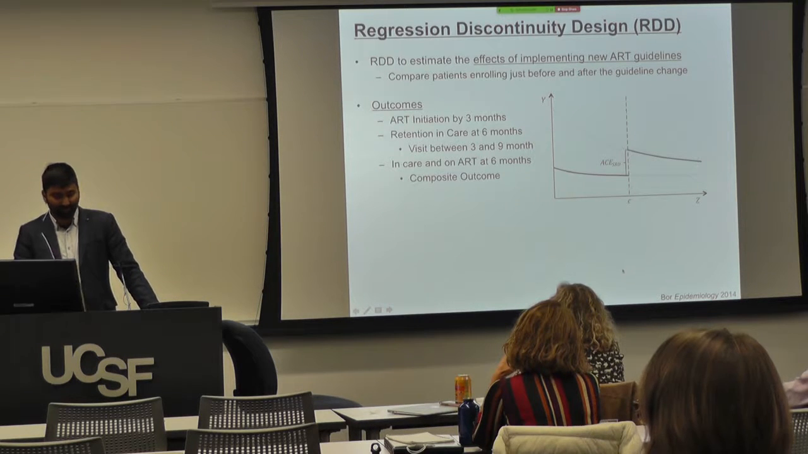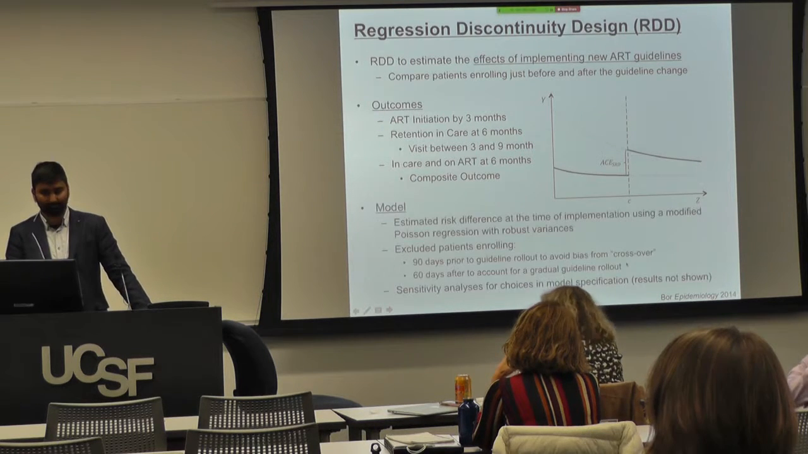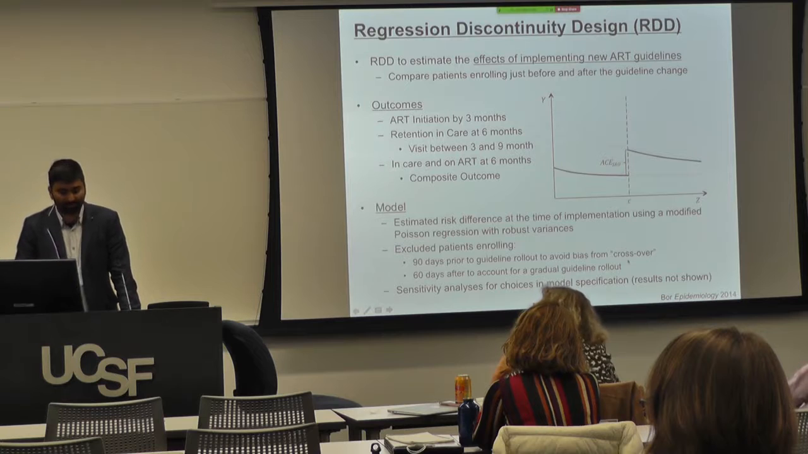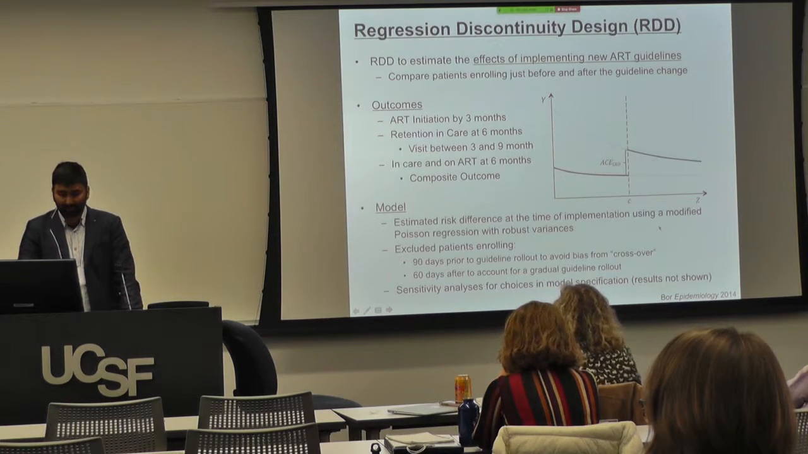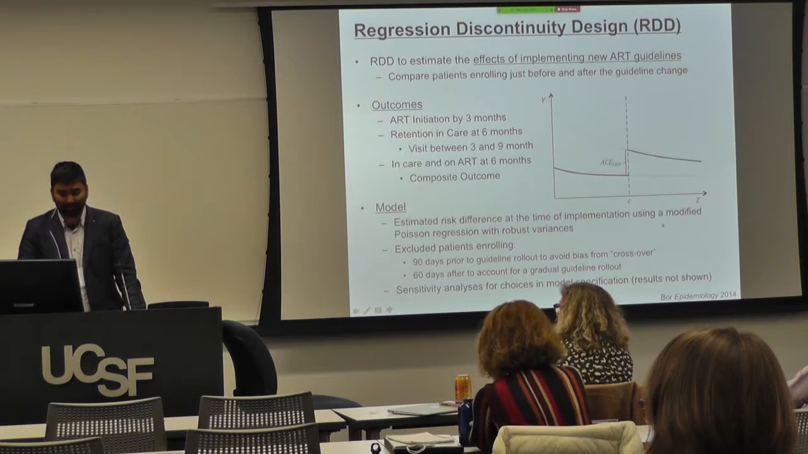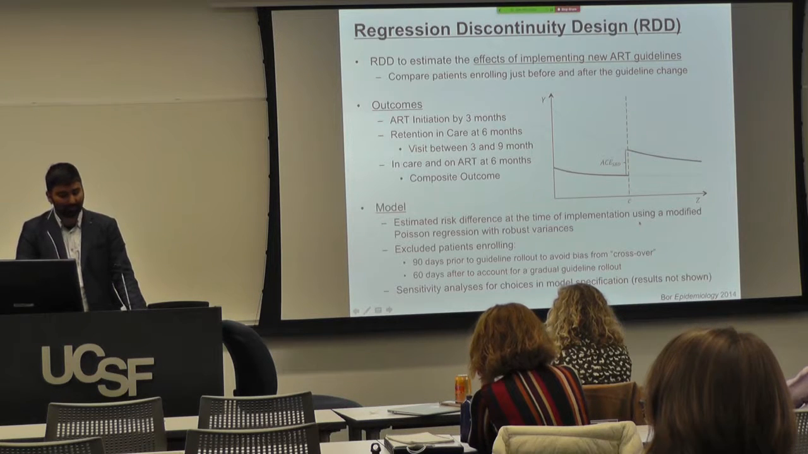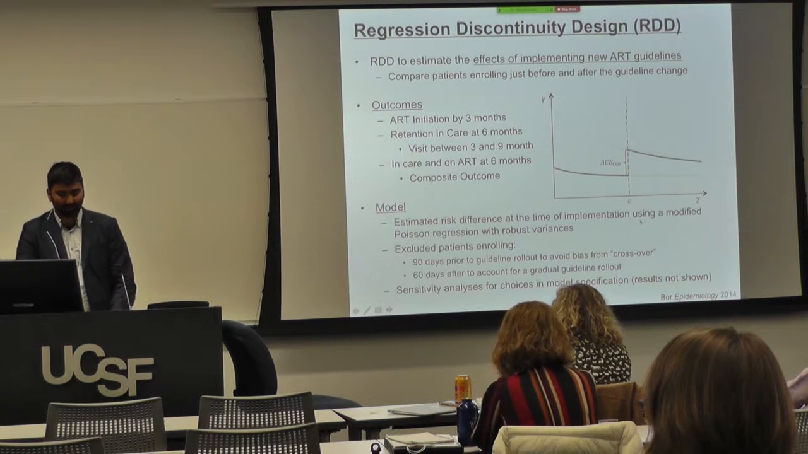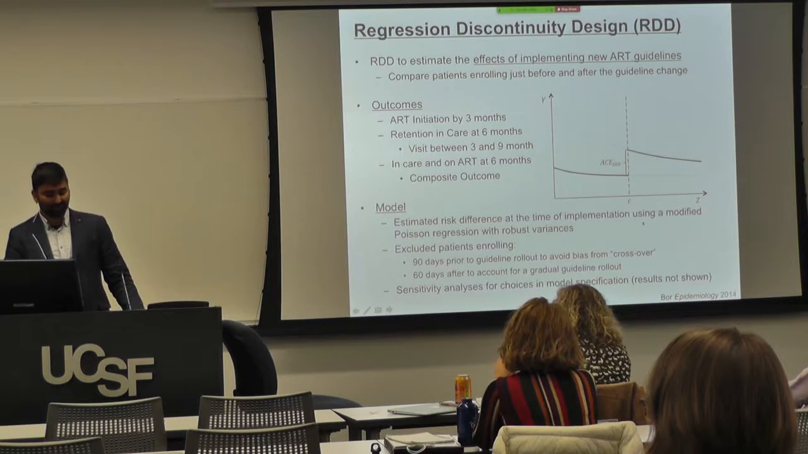And then we also looked at a composite outcome of having started ART at 3 months and still being in care at 6 months. For the model, we used a local modified Poisson regression with robust variances to estimate the risk difference for each of these outcomes at the time the guidelines were rolled out. We did exclude patients enrolling 90 days prior to the date of guideline implementation to prevent any bias from crossover, where pre-guidelines patients have their outcomes defined after exposure to the guideline.